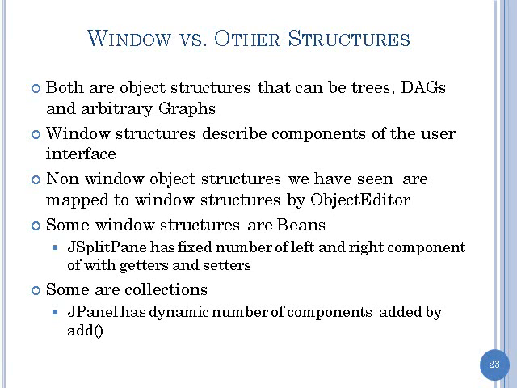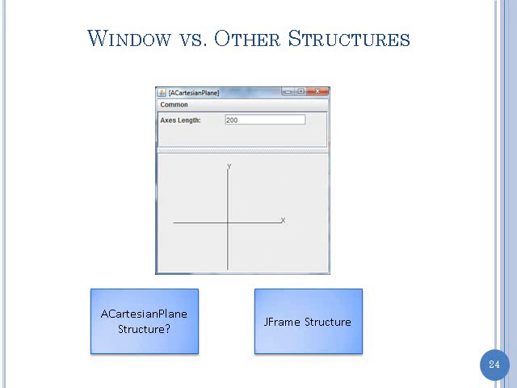And again, just to show you what you are actually using in your programs, we've got 2 structures here. We've got the logical structure of the object, the Cartesian plane. And then we've got the window structure of the UI that is being used to display the object. These are 2 different structures. So far I've been focusing on just your object structure. Now I told you there's a window structure also, and ObjectEditor will in fact show you visually both structures.